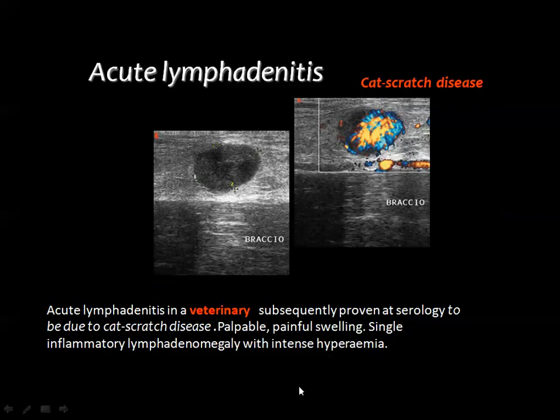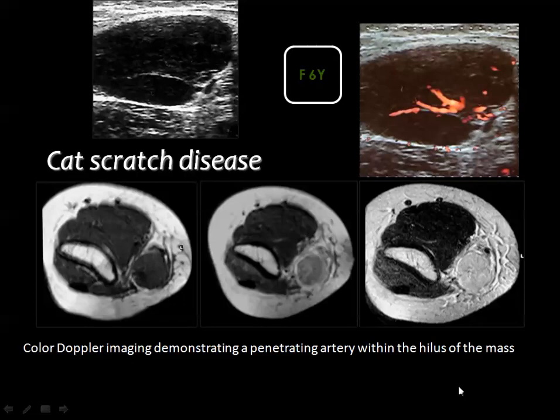And this may also be seen in veterinary people, and this is the appearance, which is indistinguishable from other inflammatory nodes, but the location and the history will direct to the accurate diagnosis, and you see the node is swelling with extensive hypervascularity. And this is an example of epitrochlear lymphadenopathy due to cat scratch disease.